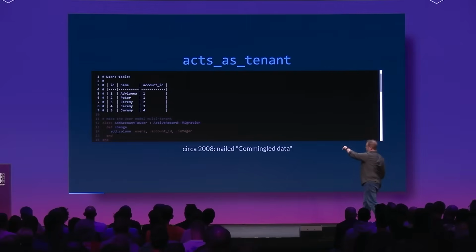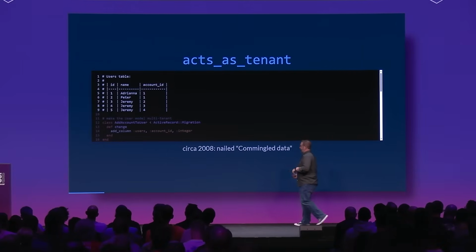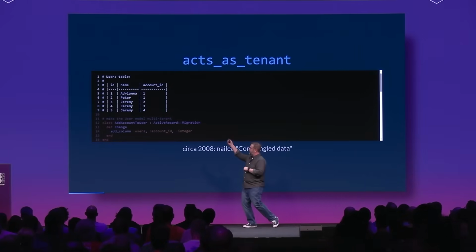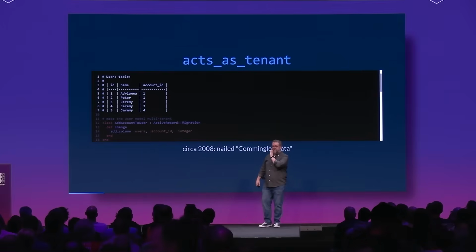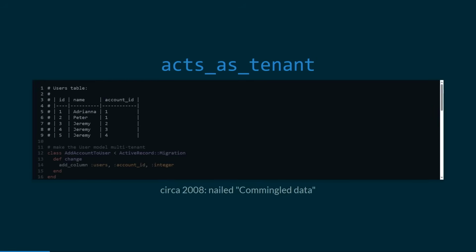You might have a users table. We've got some people in here. We've got my friends Adrian and Peter, who both work for the same company, Shopify. Then we've got three different Jeremys who all work for different companies, because we have a lot of Jeremys in the Ruby world. This is our data. You can see we have an account ID column telling us where it is.